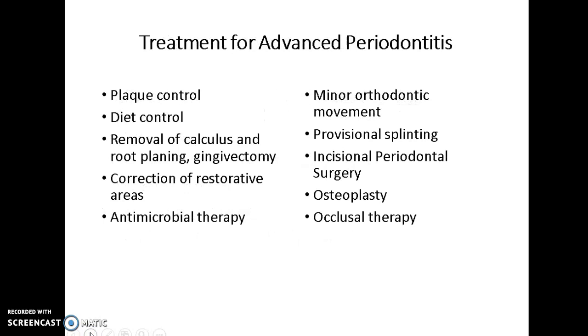Treatment, again, a lot of the same factors: plaque control, diet control, removing the plaque and the calculus, root planing, gingivectomies, correction of the restoratives that need to be fixed up, antimicrobial therapy once again, orthodontic movement, provisional splinting, incisional periodontal surgery. At this point, we may need to do some osteoplasty that we talked about in our last lecture, and occlusal therapies also may be indicated.